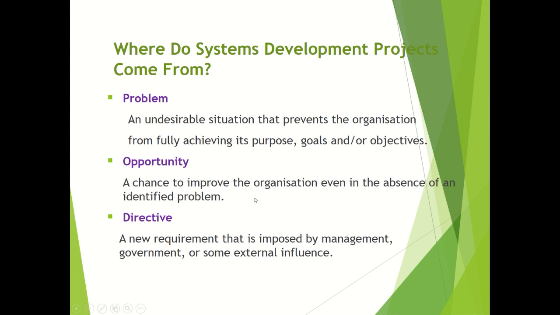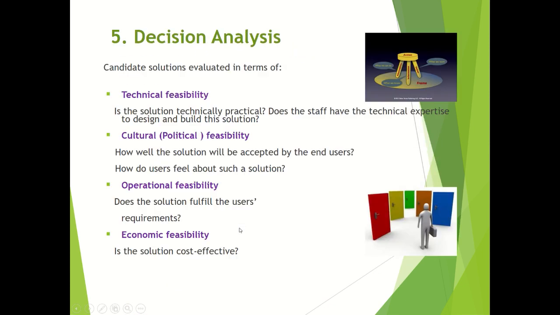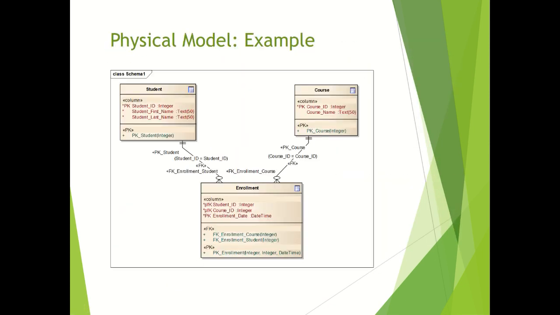So if you have a patient scheduling system, it is a value add to your existing system. And a directive is a new requirement that is imposed by the management or some external influence. So this is a new directive or some new guidelines coming in place, so that it will make your whole life easier and better. So it could be any of those.